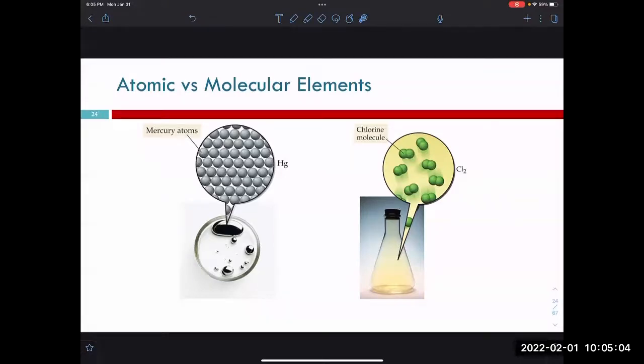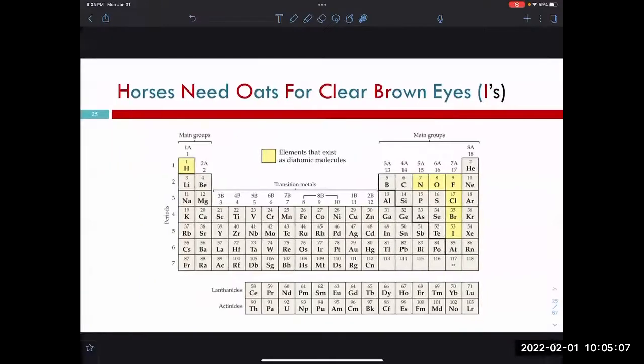We'll talk about why they do that later, I think in chapter 11. Oh yeah, see, horses need oats for clear brown eyes. One way to remember them. You can also remember if patterns work better for you. Hydrogen is the one exception to the pattern. And then it's this L shape on the periodic table: nitrogen, oxygen, fluorine, and then down fluorine through iodine. So most of the halogens, except for I think it's astatine, are the diatomic elements.